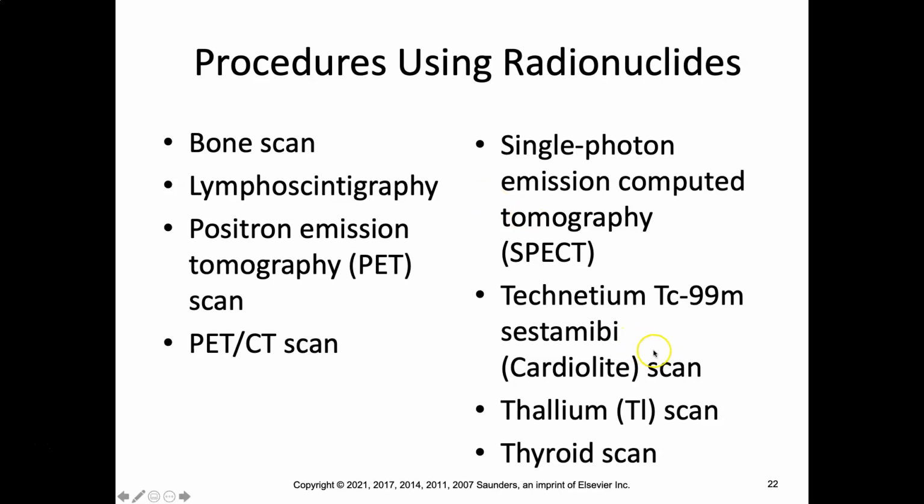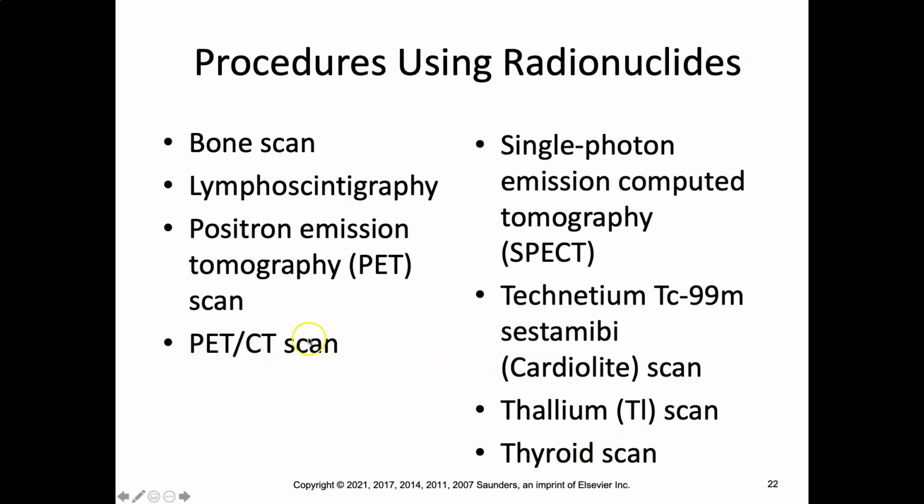You'll hear more about cardiolite scans, thallium scans, when we get more toward cardiology. When we study the chapter on cardiology, you'll hear more about cardiolite stress tests, thallium stress tests, those types of things. Thyroid scan, probably we'll talk about that in the endocrine chapter.